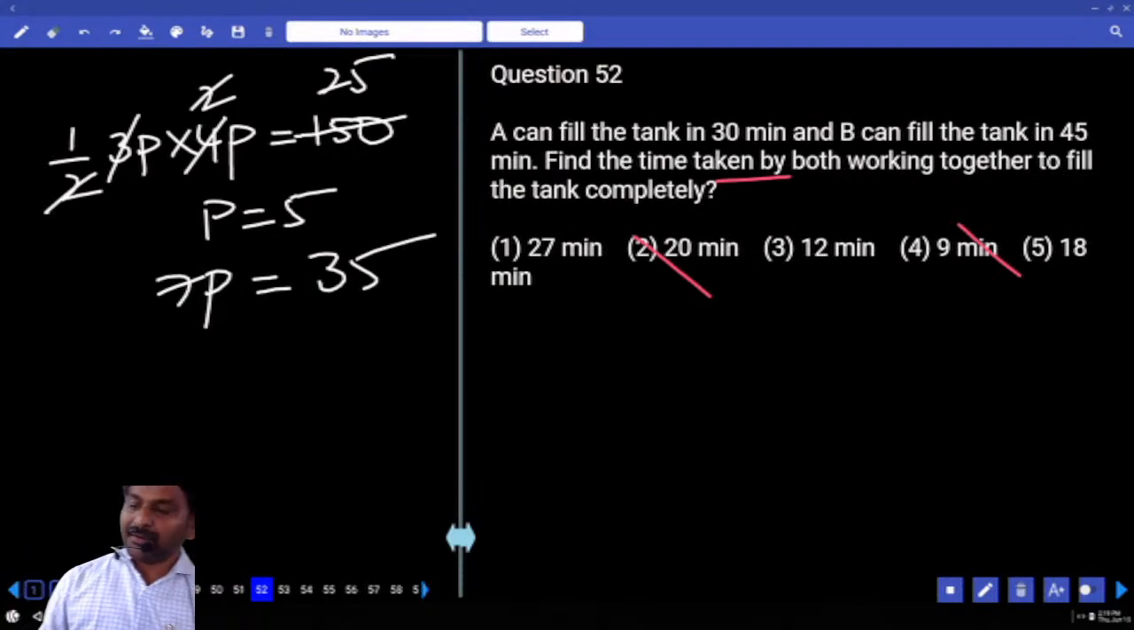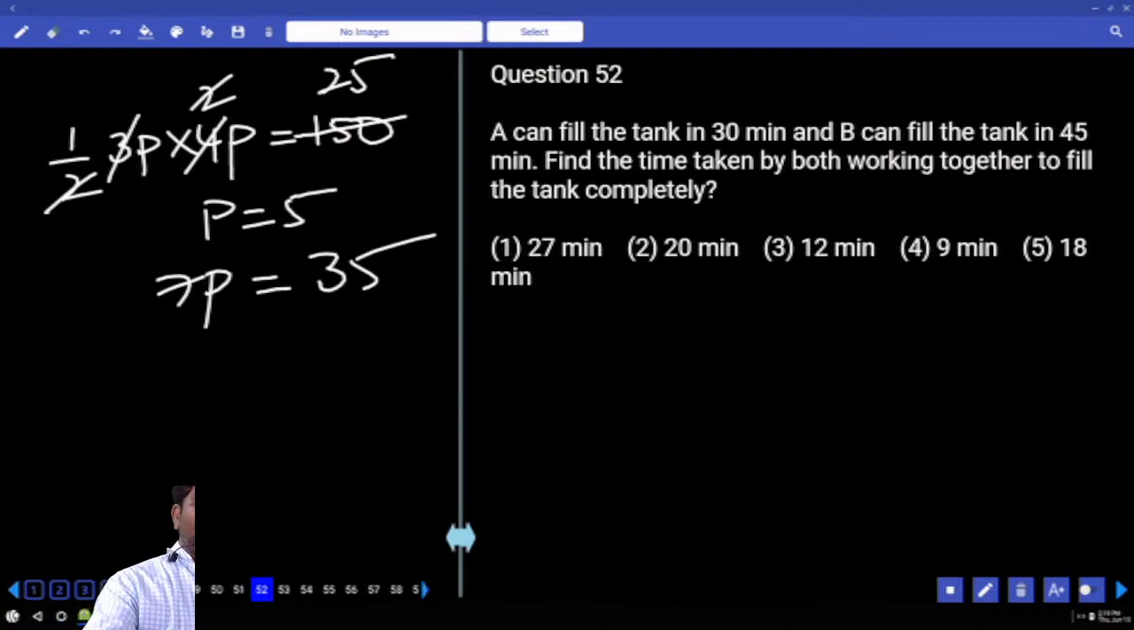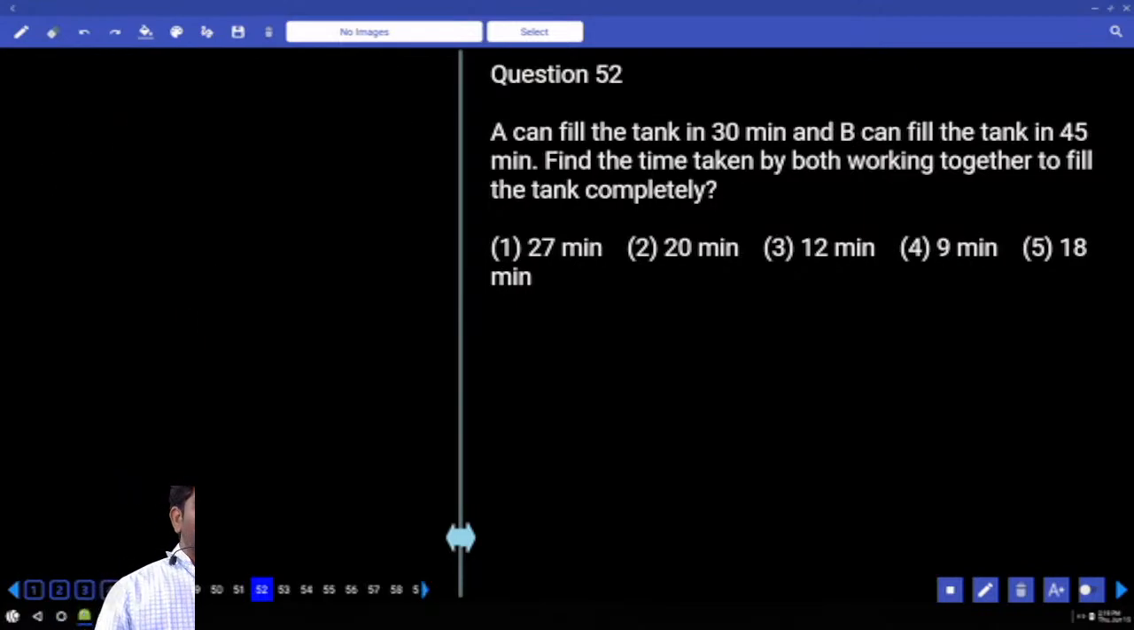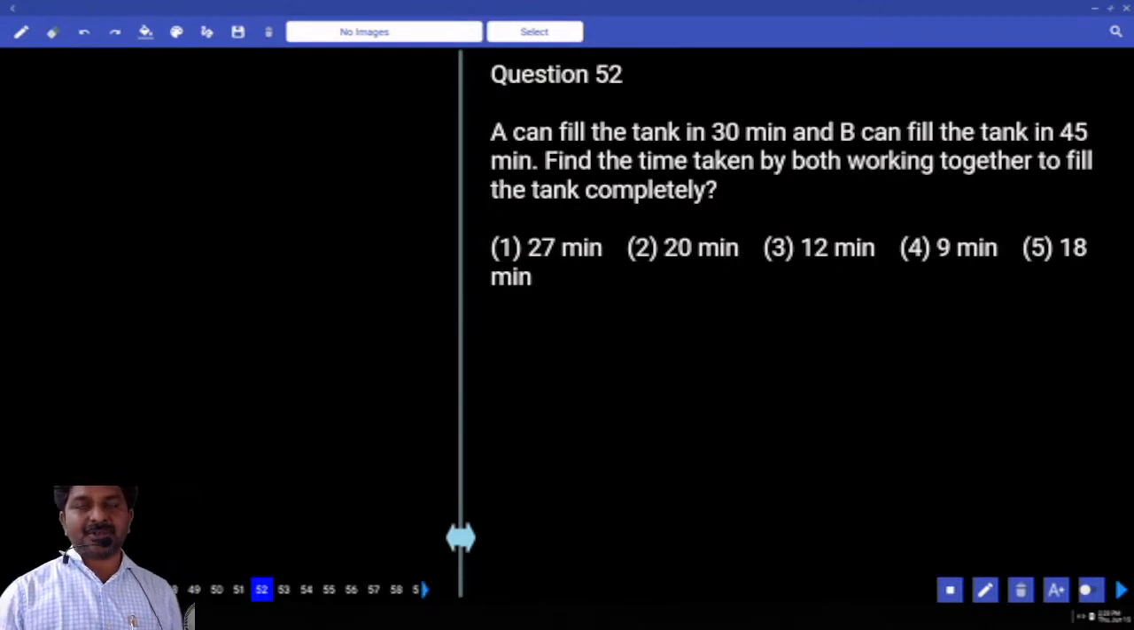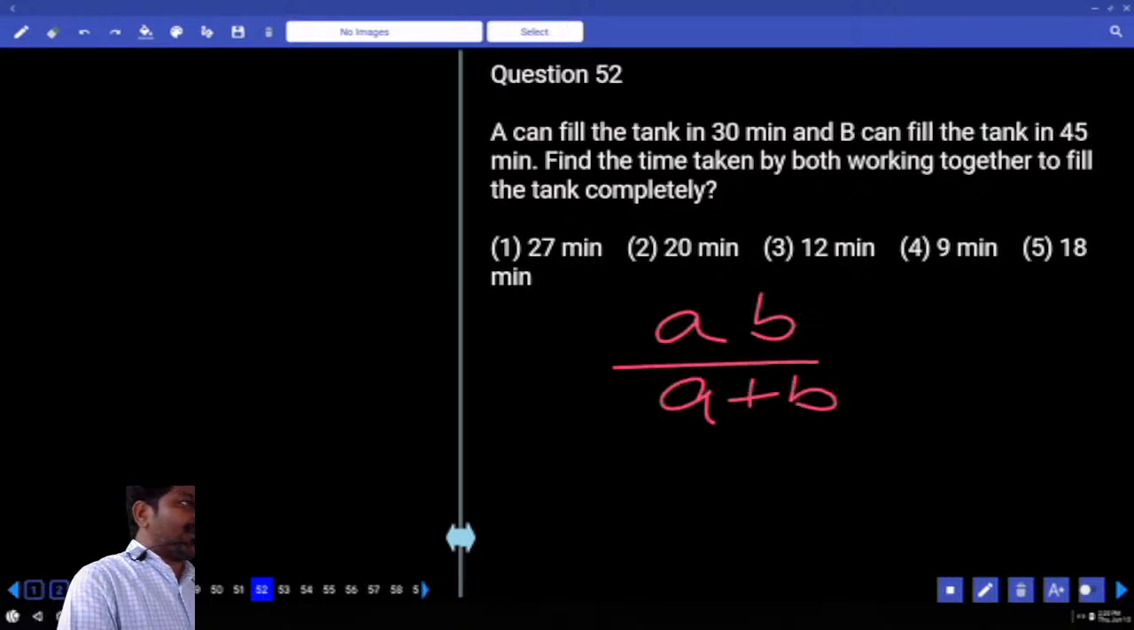Next, A can fill the tank in 30 minutes, B can fill the tank in 45 minutes. Find the time taken by both working together to fill the tank completely. Right, both are inlet pipes only, both do positive work. So if A can do it in A number of days, B can do it in B number of days, together can do it in AB by A plus B. Directly you can use, otherwise you'll have to again calculate LCM and all.